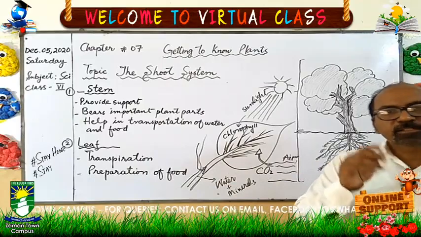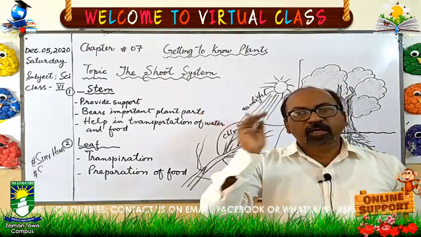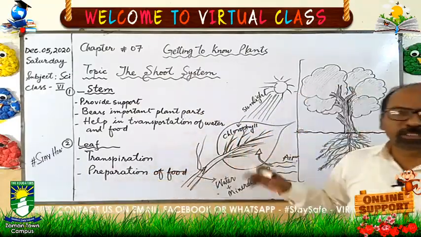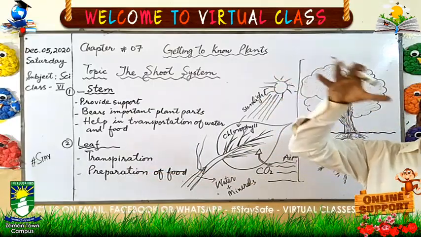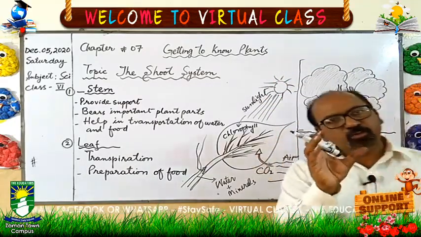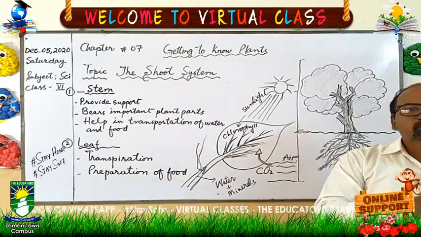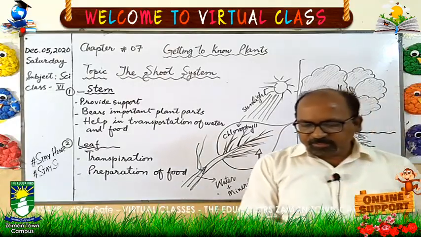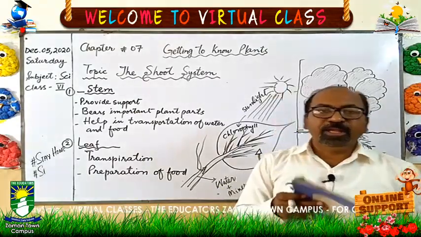This food is stored in the form of starch. Normally in the summer season, the process of photosynthesis is more due to the greater availability of light. So this food is stored in the fruits, stem and roots, and we use these fruits, roots and stems as our food. So these were the important functions, and this was the method of preparing food.